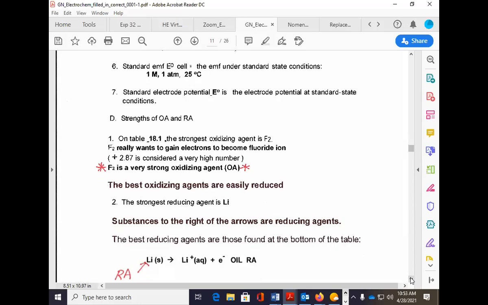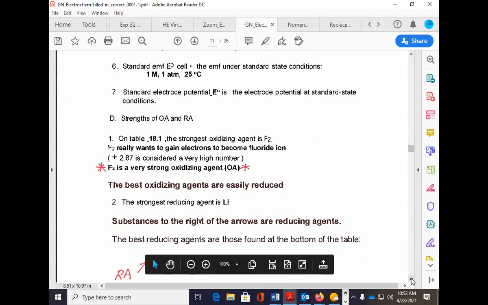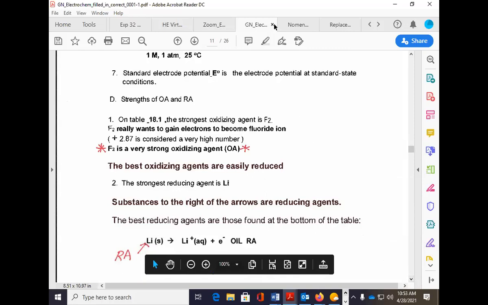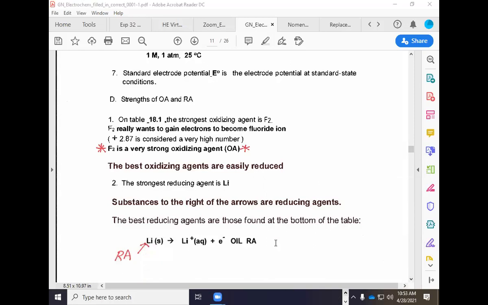So we're taking what's at the bottom of the table and we're flipping it. I'm looking at the table and I had to get my lithium solid, I had to flip it from the table. I want to look at the lithium as a reducing agent. In order to do that, I have to flip what I've got on the table. And then when I do that, I have to change the sign of the volts.